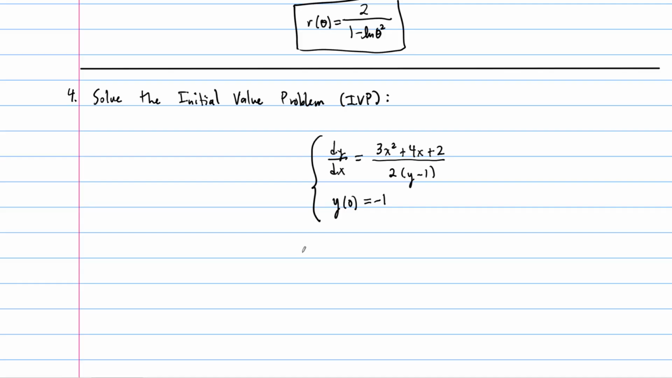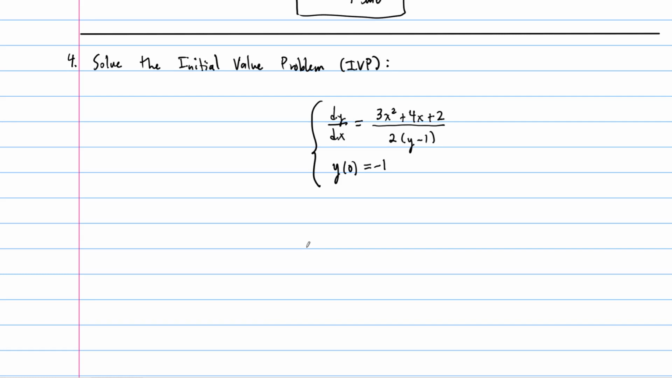Okay, so now that you guys have had a chance to do this one on your own, let's do it together. This one is definitely separable. So again, the idea is that this term can get multiplied to this side, right? And then we can just multiply this differential over to this side. And what we will end up with is then a differential equation that looks like this. So 2 times y minus 1 dy equals this entire term, 3x squared plus 4x plus 2 dx.